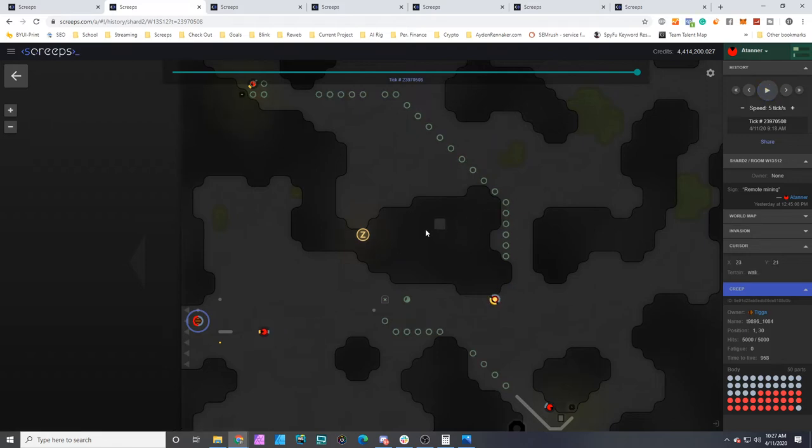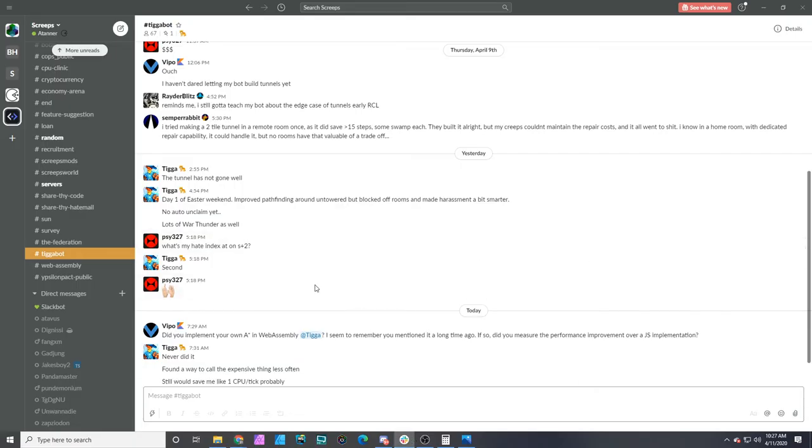So I noticed this last night in the forums. I didn't think too much of it at the time, but day one of Easter weekend improved pathfinding around untowered but blocked off rooms and made harassment a bit smarter. Okay, so let's see what that looks like.